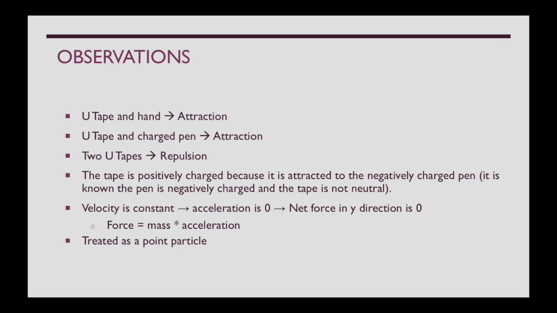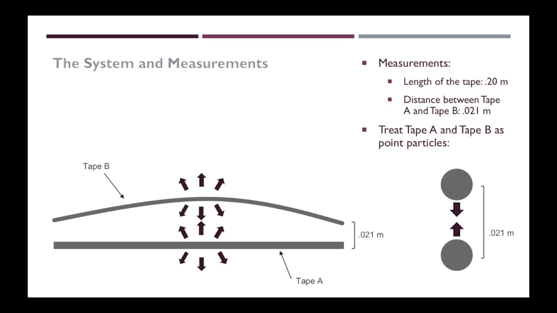It should also be noted that the velocity of tape B at the moment of interaction is 0. This implies that acceleration is also 0. If the tape is unmoving, then the net force in the y direction is also equal to 0. Force is equal to mass times acceleration. It is assumed that the only forces acting on the system are the force of gravity and the force due to tape A. Here, a model of the interactions between tape A and tape B can be seen.